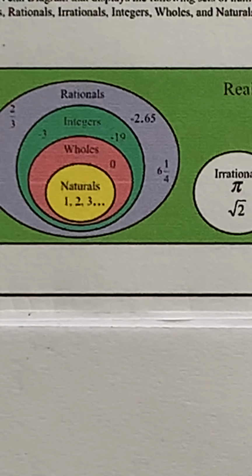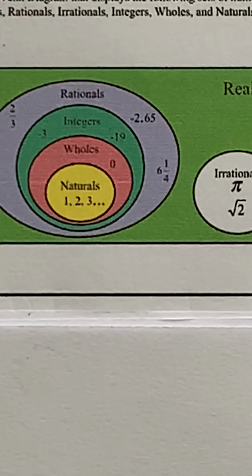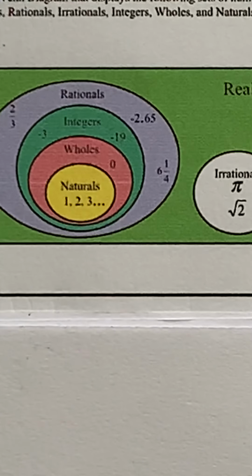So now we have those same numbers in there from the previous two circles, but now we're adding negatives to it. And then last but not least, are rational numbers. Those are numbers that aren't whole numbers. They could be whole numbers, but also numbers that aren't whole numbers that are either fractions or decimals that end and repeat. Okay?